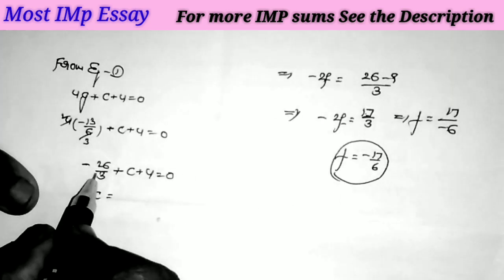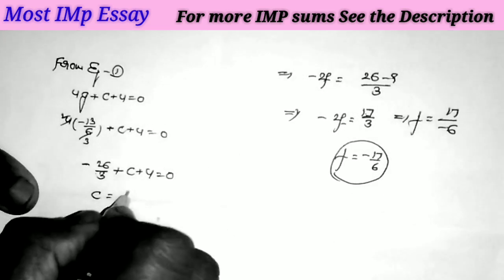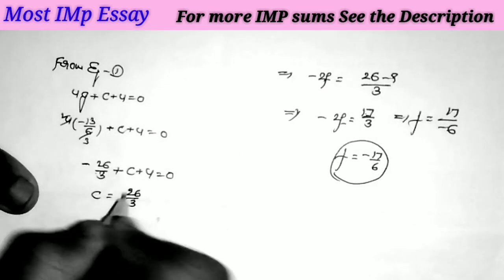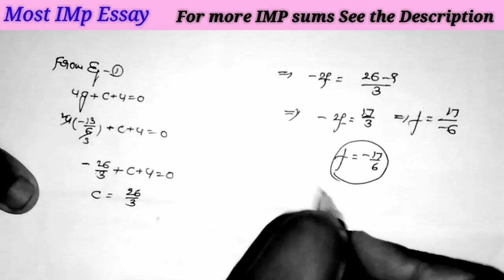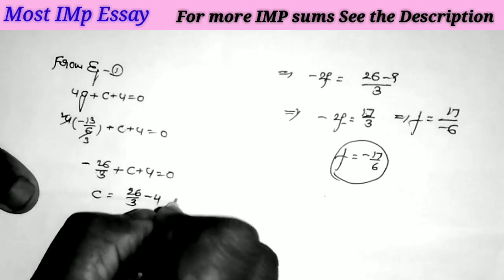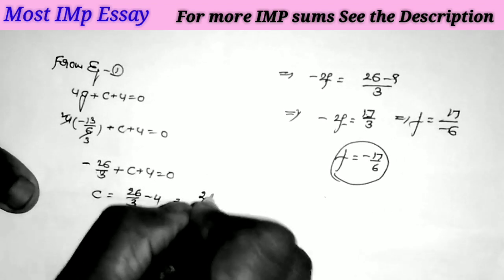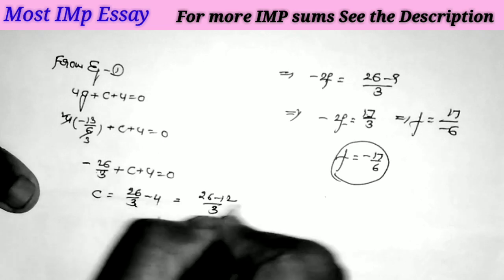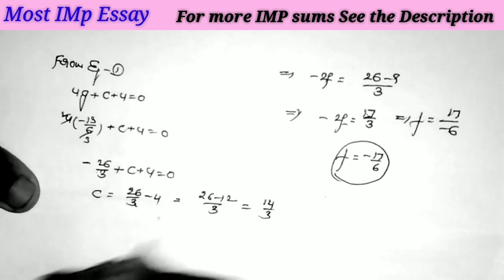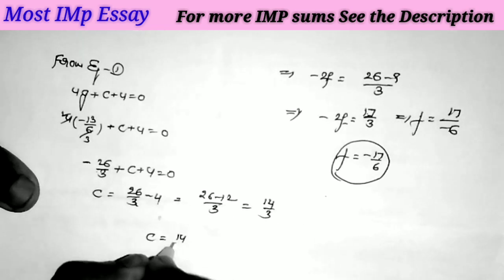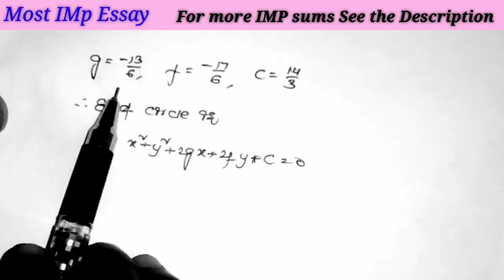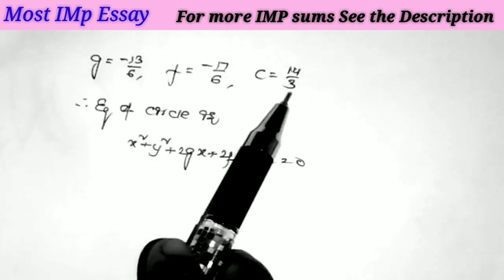Now writing this minus 26 by 3 to this side, that becomes plus 26 by 3. And writing this plus 4 to this side, that becomes minus 4. Now taking 3 as LCM here, 26 minus 12 by 3 is equal to 14 by 3. Therefore c is equal to 14 by 3. Therefore g is equal to minus 13 by 6, f is equal to minus 17 by 6, c is equal to 14 by 3.